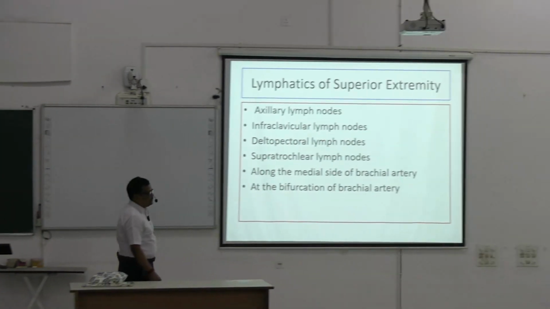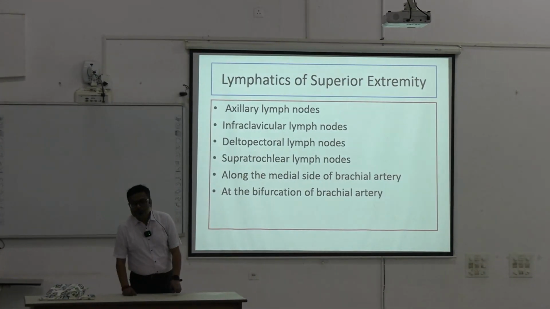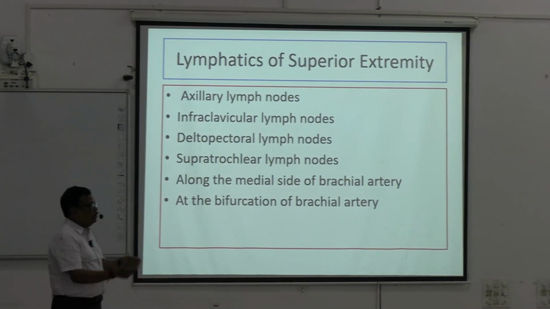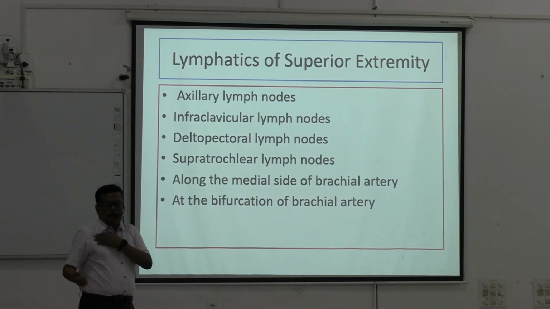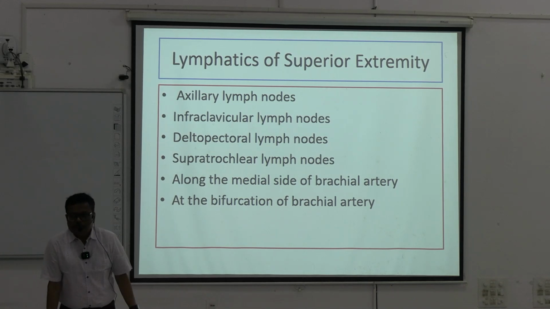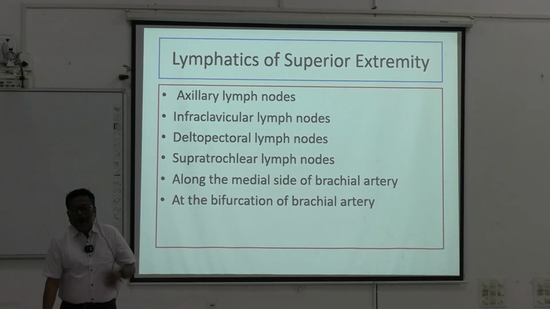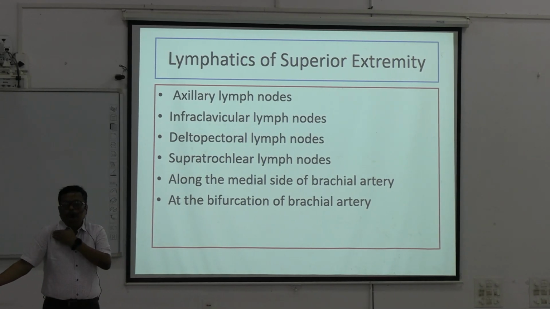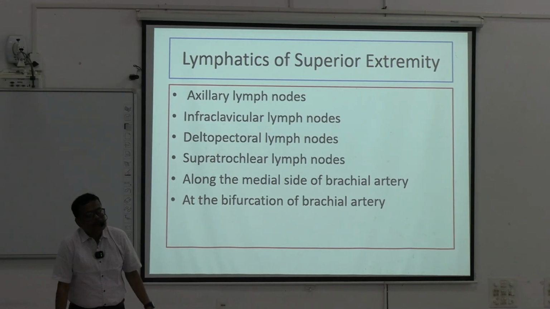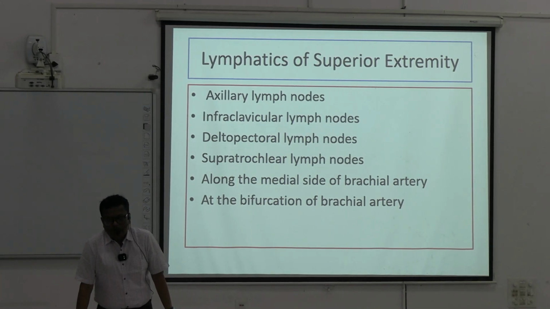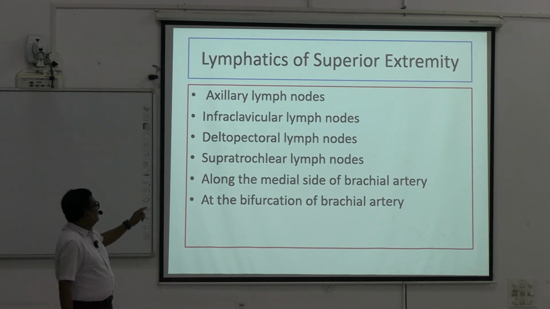What are the important lymph nodes present? First and foremost are the axillary lymph nodes. Number two, they are in the deltopectoral group. Last class I showed you what the deltopectoral group is. In the deltopectoral group, just below the clavicle here, there are some lymph nodes. We call them infraclavicular lymph nodes in the deltopectoral group. Number three, the infraclavicular and deltopectoral lymph nodes are more or less the same.